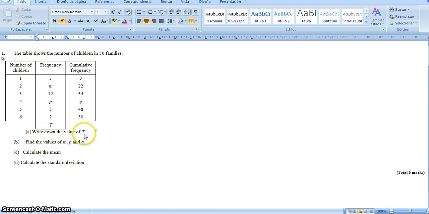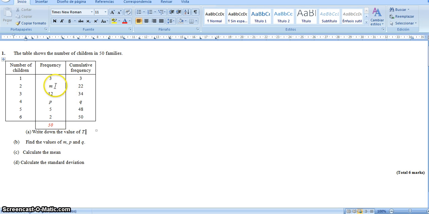It says write down the value of t. Okay, t is the total frequency, and if we have 50 families, obviously the total frequency should be 50. So here we must write 50. That's our first solution, 50.